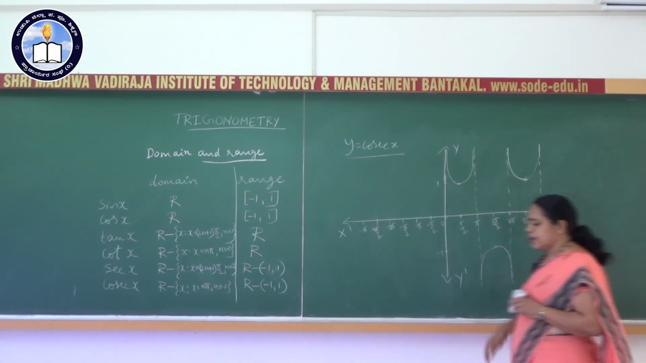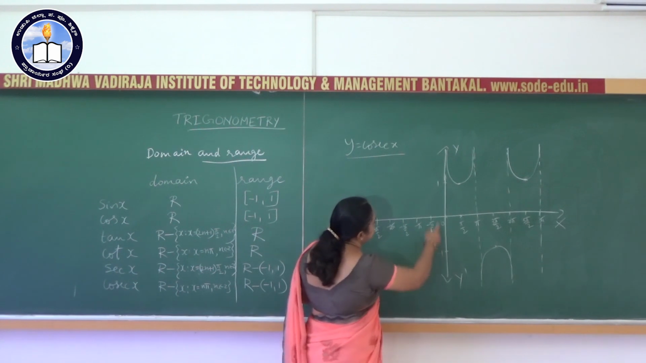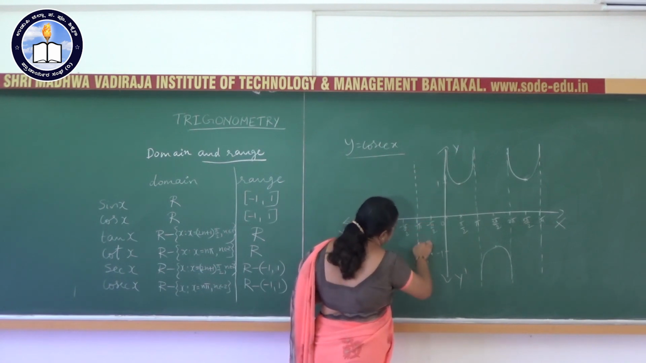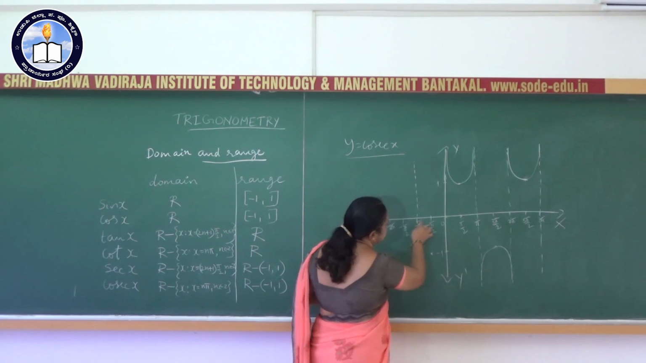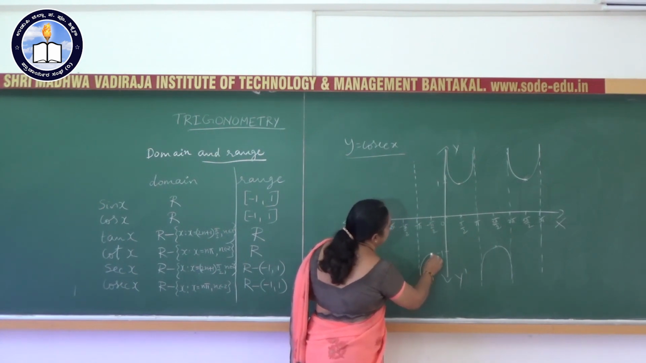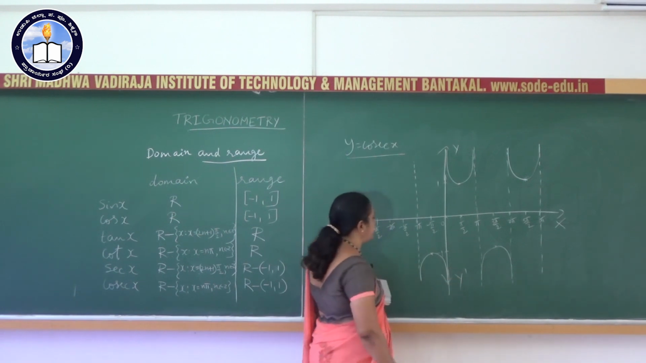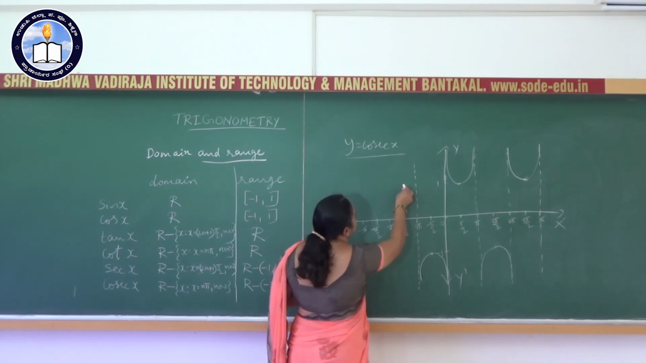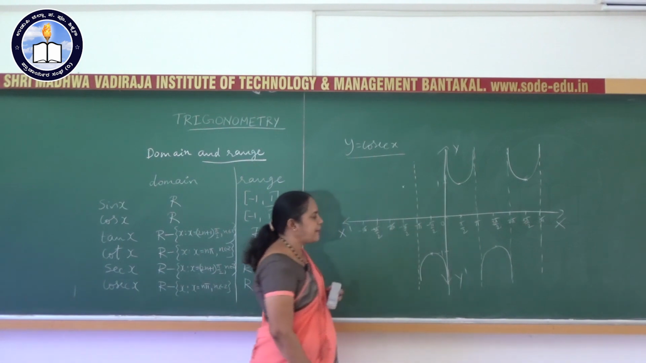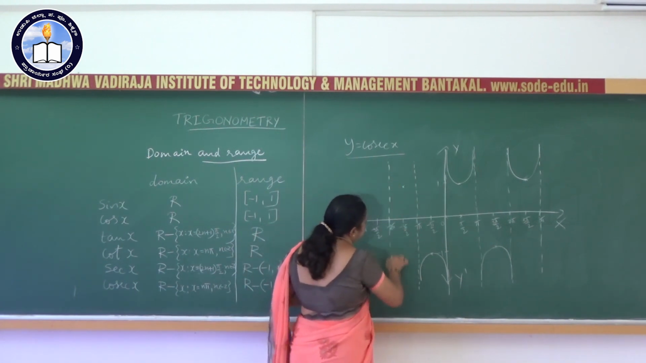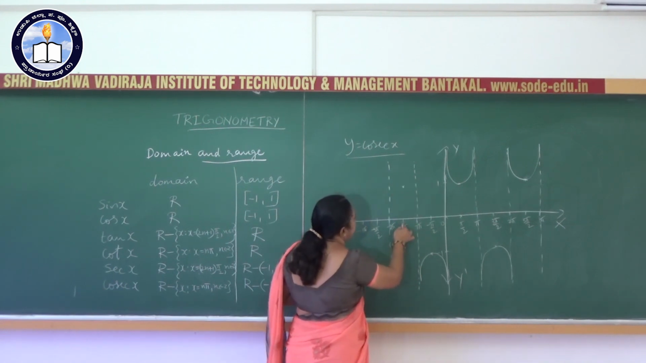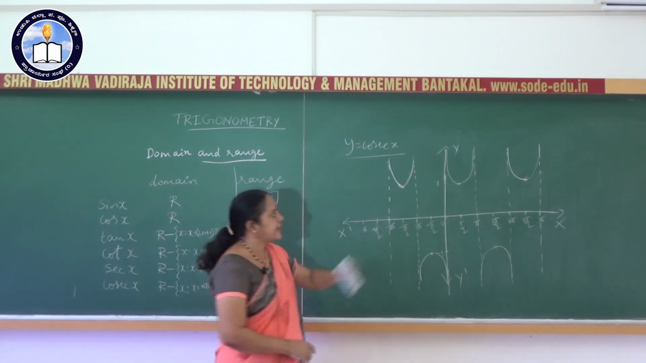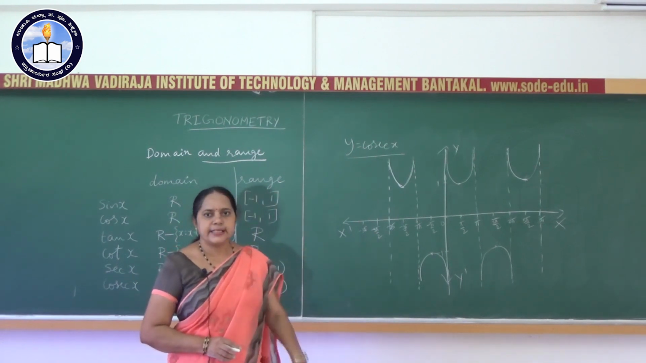Similarly, what is cosecant minus pi by 2? Cosecant minus pi by 2 is minus 1. In the third and fourth quadrants, cosecant x is negative. In the second and first quadrants, the graph lies completely above, like this. Okay, so this is the graph of y is equal to cosecant x.